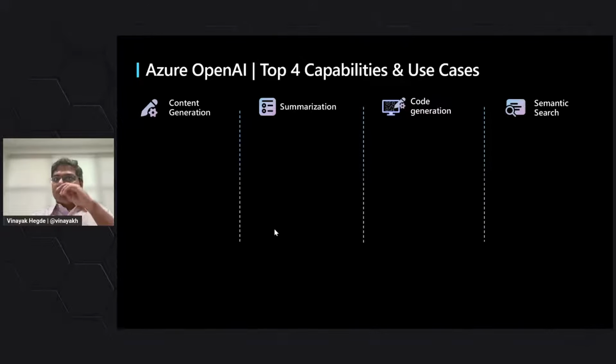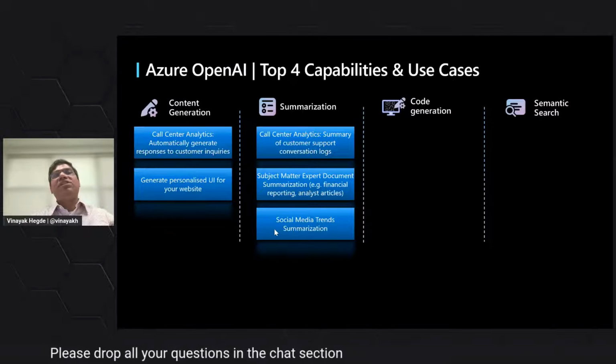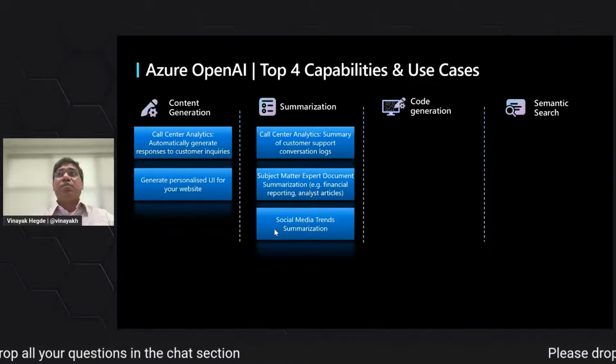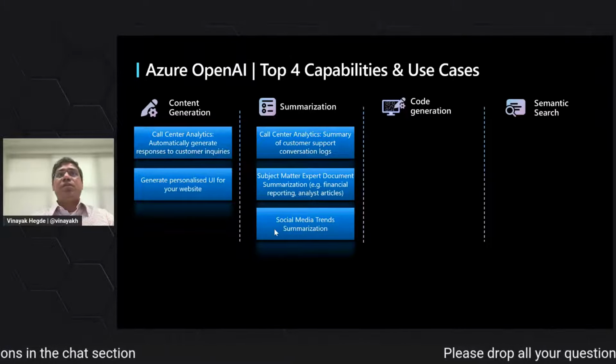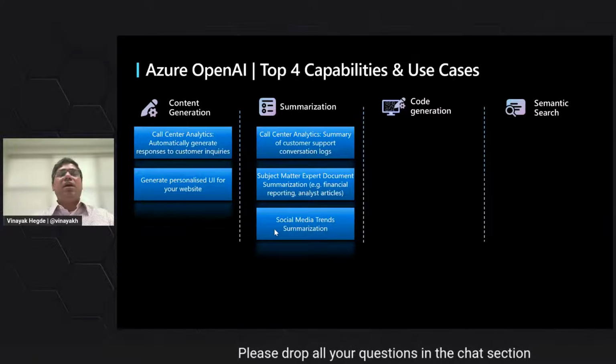So again, this was fun, but how do you use it in the real world? Good examples are content generation, call center analytics, and generating responses to customer inquiries. OpenAI can frame a response, but humans can see whether it's right or not and then say yes. So the humans are always in control. It's not completely automated.